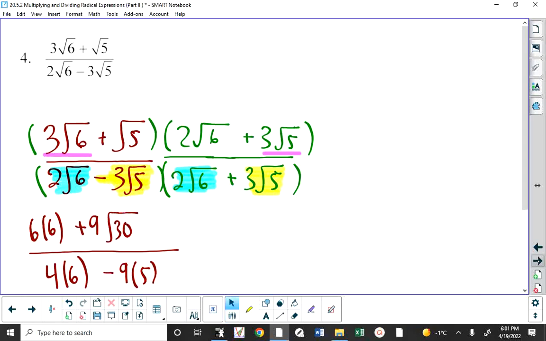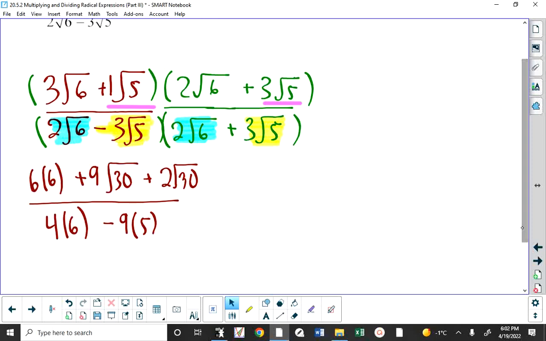Now I need to multiply my inner, which are these two underlined terms. Root 5 times 2 root 6. Well, you can think of there being a 1 in front of the root 5. 1 times 2 is 2. Root 5 times root 6 is root 30. And finally, I multiply my last, which is 1 root 5 times 3 root 5. 1 times 3 is 3. And then root 5 times root 5 is 5.